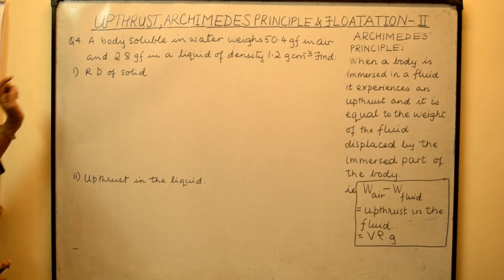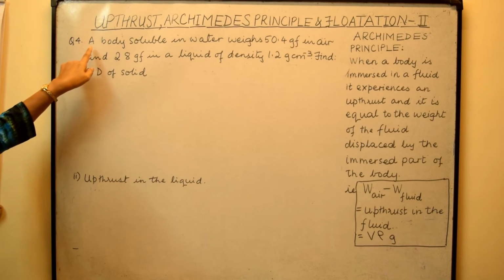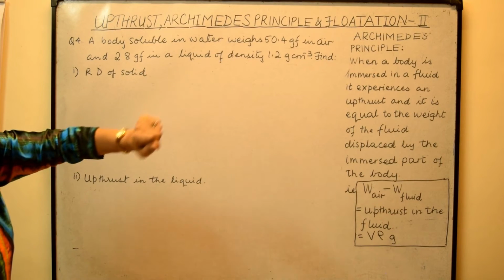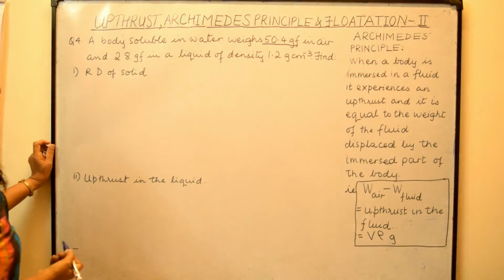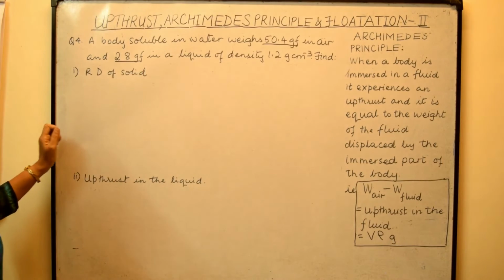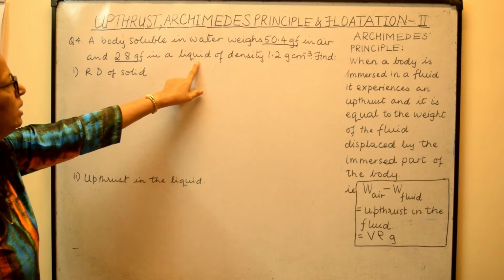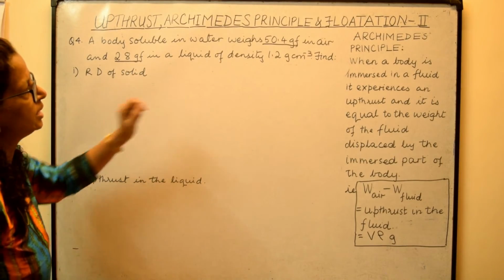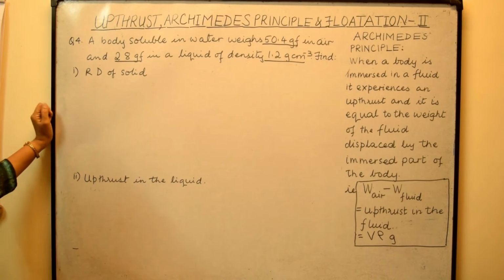Let us now come to the last question of this video, the question 4. The numerical reads, a body soluble in water weighs 50.4 GF in air. So we have been given the weight in air, and 28 GF in a liquid. So we have the weight in liquid. We cannot take water because it is soluble in water. So we take the liquid in which it is not soluble. So 28 GF in a liquid of density 1.2 gram per centimeter cube. Find the RD of solid.